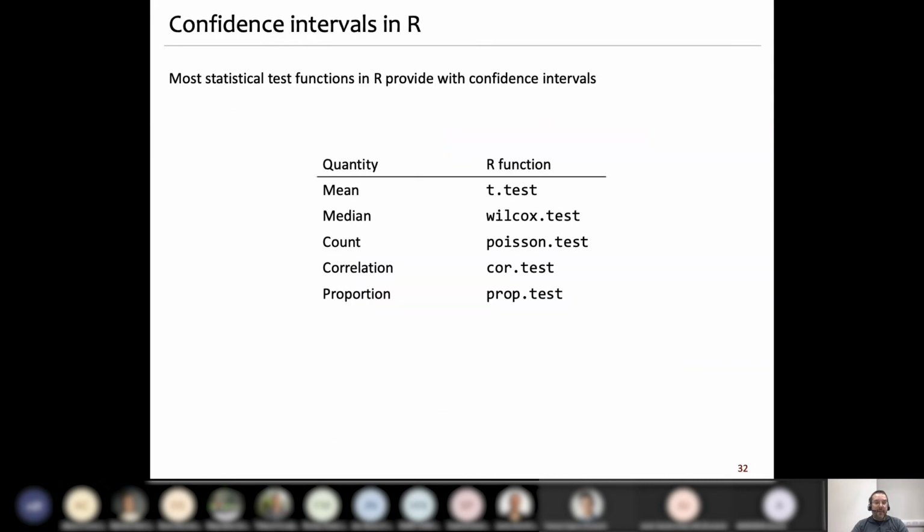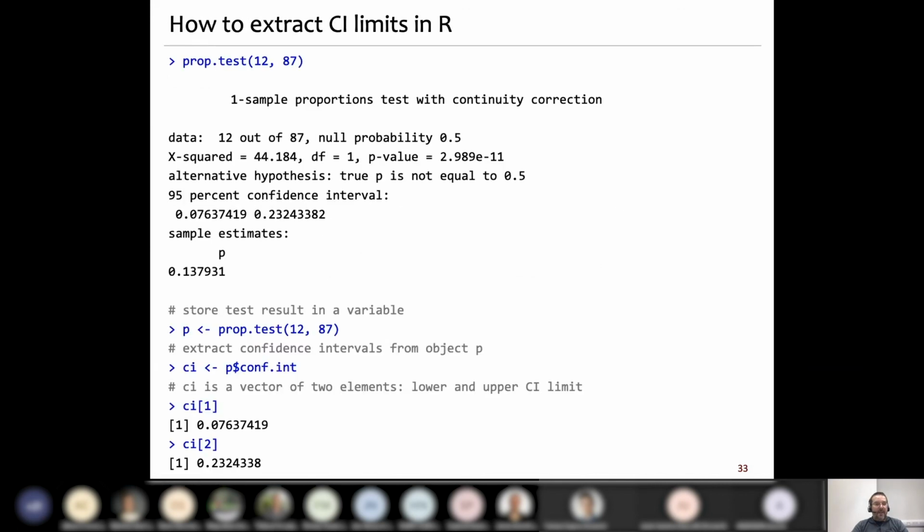Confidence intervals can be calculated in R using functions which are designed for statistical tests, because statistical tests are very closely linked to confidence intervals. And this is a table summarizing all these things. If you want to find a confidence interval of this quantity, mean, median, count, correlation, proportion, you have to use this test.